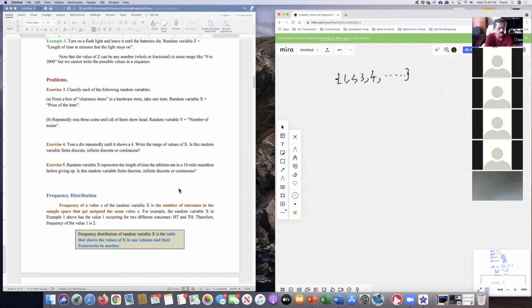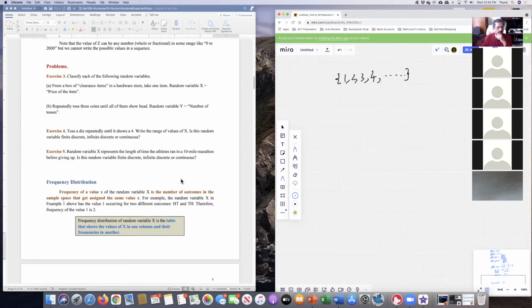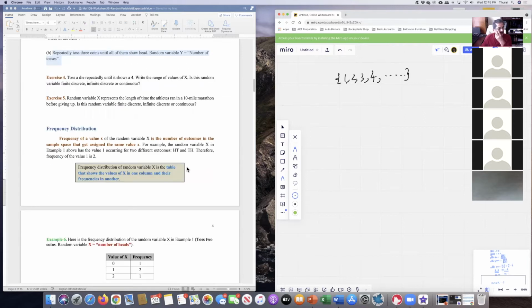Could it be continuous? Yes, that's right. It's continuous because maybe it's a 10-mile marathon, so the time may have a limit, but every number between 0 and that largest number can be a possible number, right? Every number is a possible number for the time it takes for an athlete to finish or give up. So it is continuous. All right, moving on to frequency distribution.